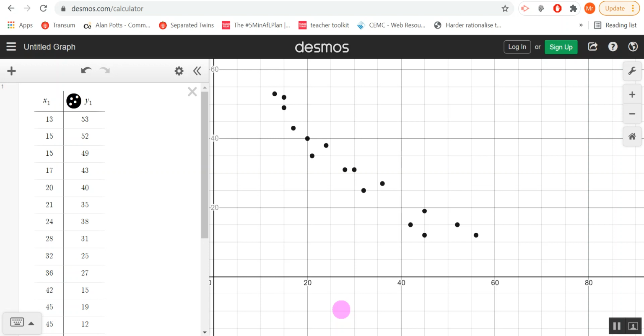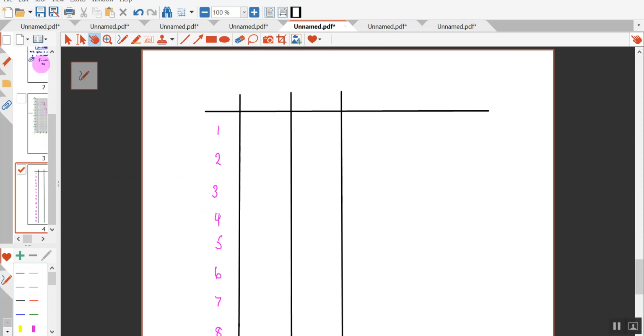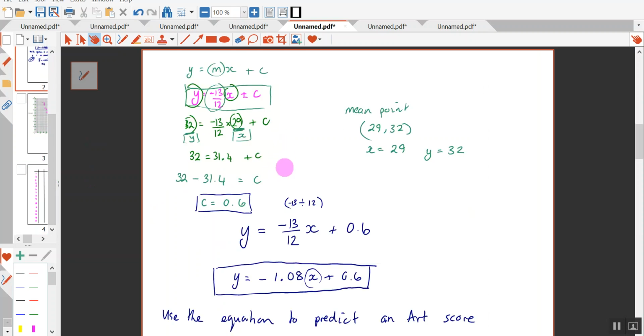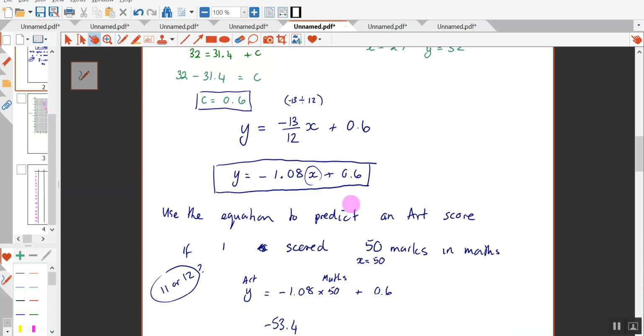So, do you remember last lesson at the end, we went through the points that we were given and we redid the points, and we looked at how to find the equation of the line? Remember doing the rise over run and then choosing a point and finding the plus c so you didn't need to read it off the axes? Remember that? We got an equation, minus 1.08x plus 0.6, and there was a bit of a problem, wasn't there? What was the problem?